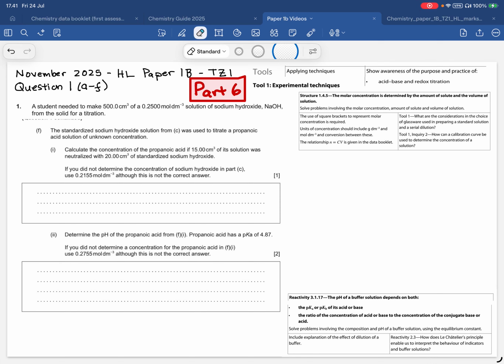Hello, folks. As always, you're going to need to read the questions very closely and keep track of the number of marks. This is a 1 mark question, about 90 seconds. This is a 2 mark question, about 3 minutes.